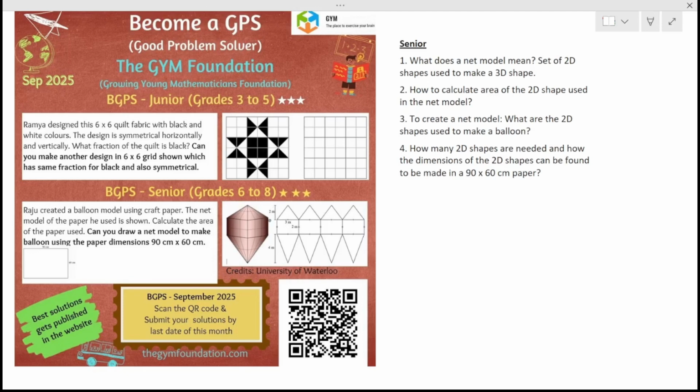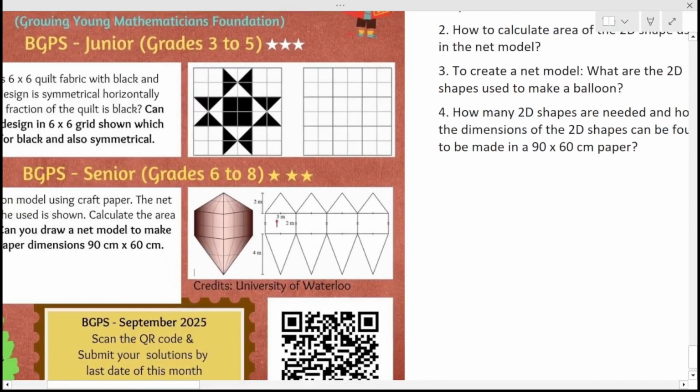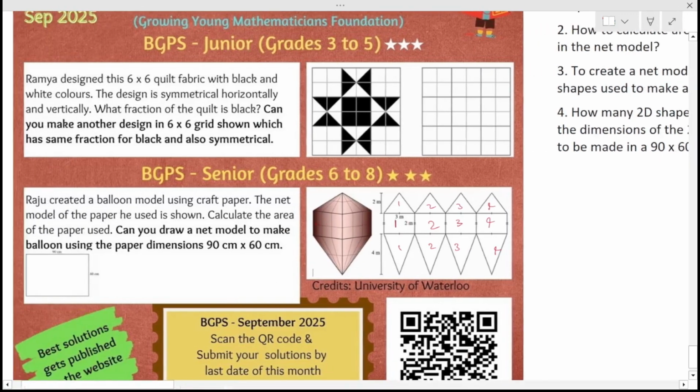For example, it is like the simple craft paper with markings that you can cut to make this balloon shape. So this 3D balloon paper model can be made with just these 2D shapes. Here we have small rectangles, which are 3 meters cross 2 meters. There are 4 rectangles, 4 triangles of height 2 meters and base 3 meters, and 4 rectangles of height 4 meters and base 3 meters. These are the 2D shapes used to make this balloon model.